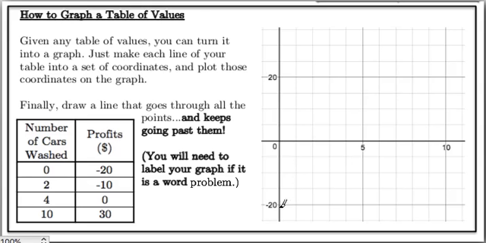When x is 0, y is minus 20. So that's a point on my graph right here. I just took that from here. Now I put this point on. When x is 2, y is minus 10.